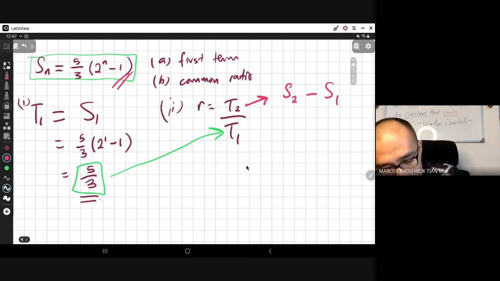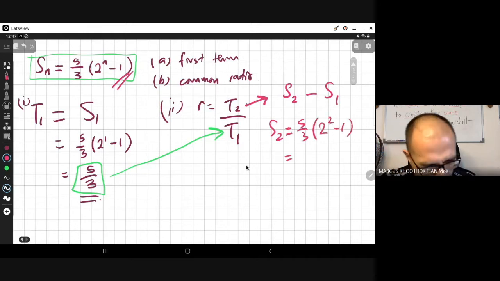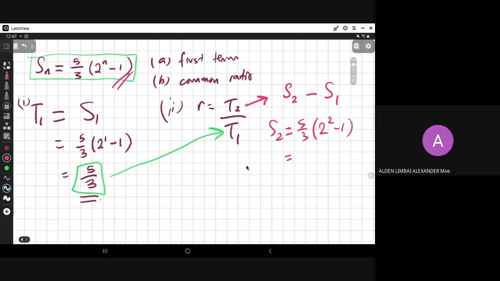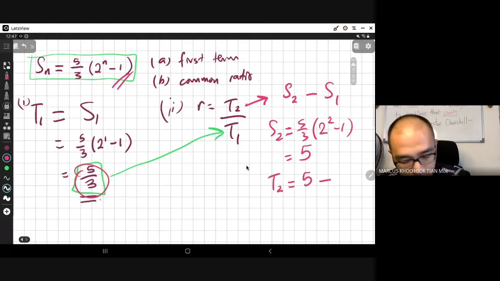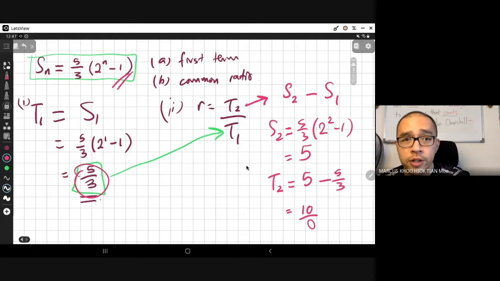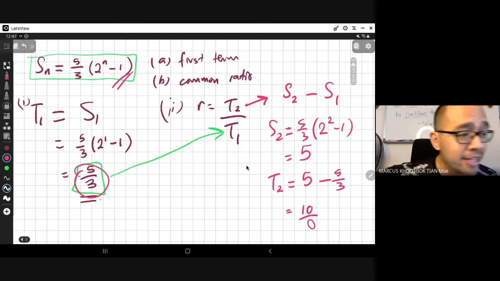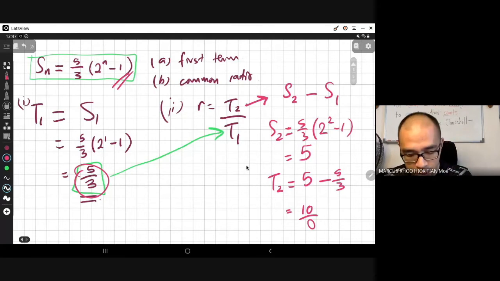Okay, let's do this. S2 equals 5 over 3 times (2 to the power of 2 minus 1). Can somebody calculate this for me, please? 5. Okay. So, T2 will be equal to S2, which is 5, minus S1, which is 5 over 3. So you get 10 over 3, I think. Is it 10 over 3? Should be. Okay, it's 10 over 3.